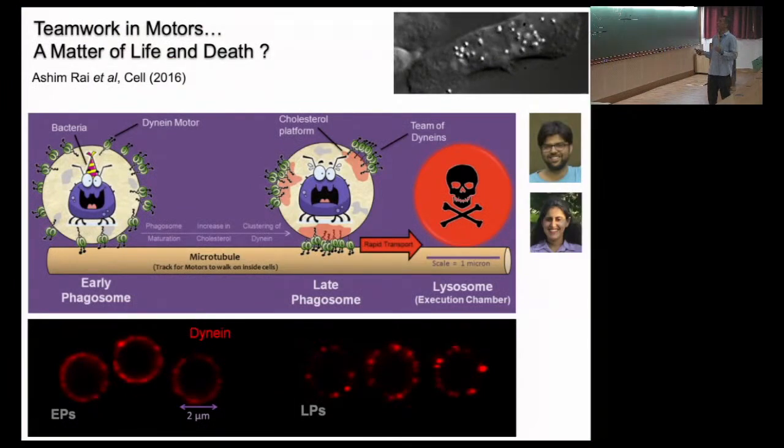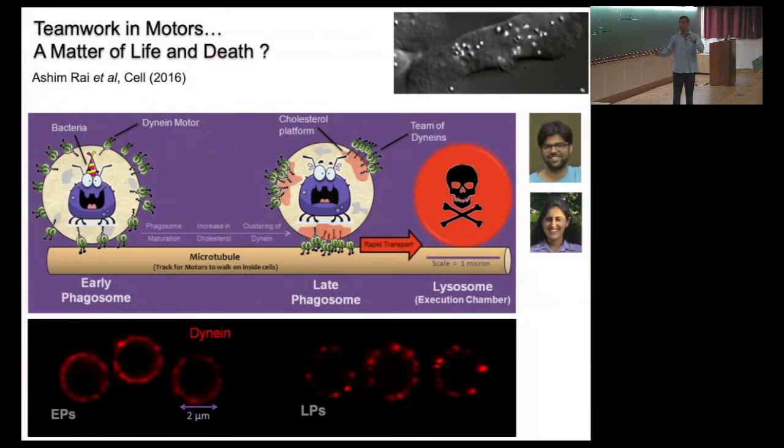Later, working on the same, Ashim and Divya made a very interesting finding when we continued working on this, which was the following. Remember that I had told you that when we use this model system, we phagocytose beads. We allow these cells to eat beads, and the beads enter the cells, and we can stop their maturation at a 5-minute time point, within 10 minutes, or at a 1-hour time point.